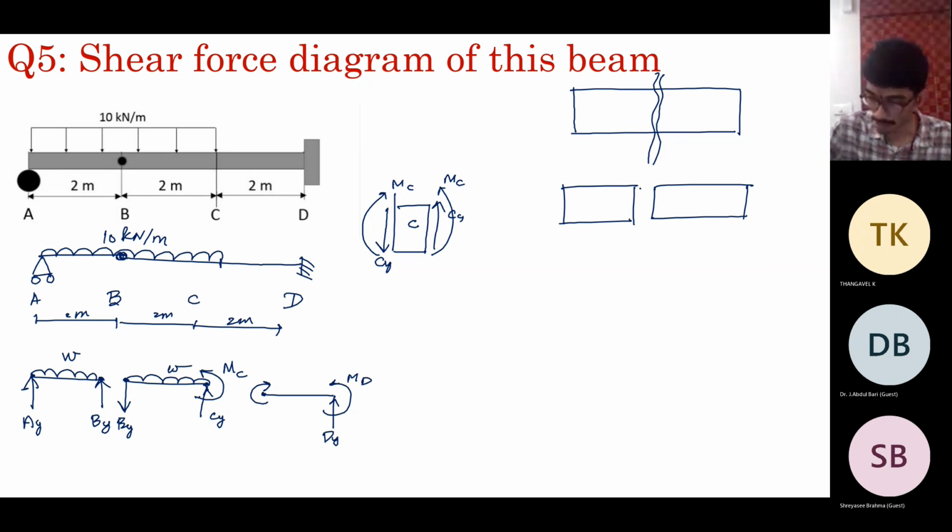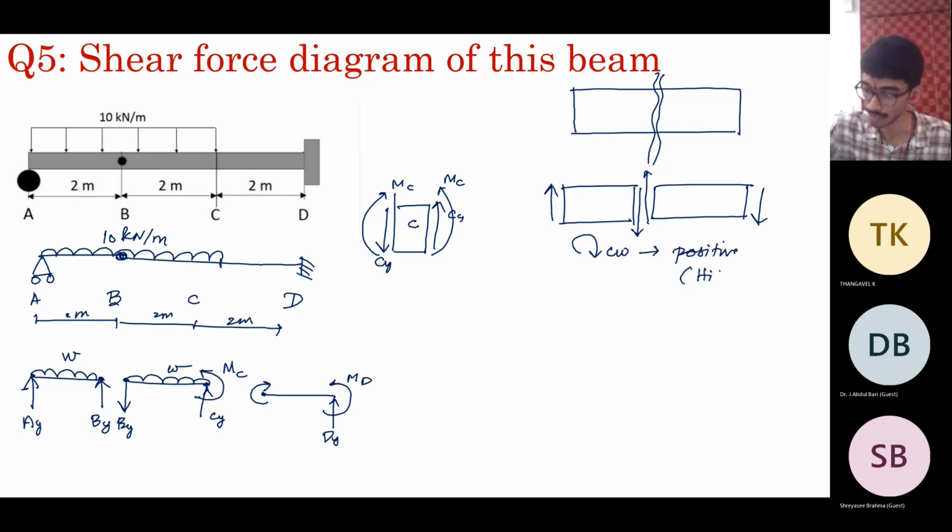Shear force downwards on the left side is positive, and shear force upwards on the right segment is negative. So if the shear force tends to rotate the beam segment clockwise, it is positive. This is what is followed in Hibbler, R.C. Hibbler.